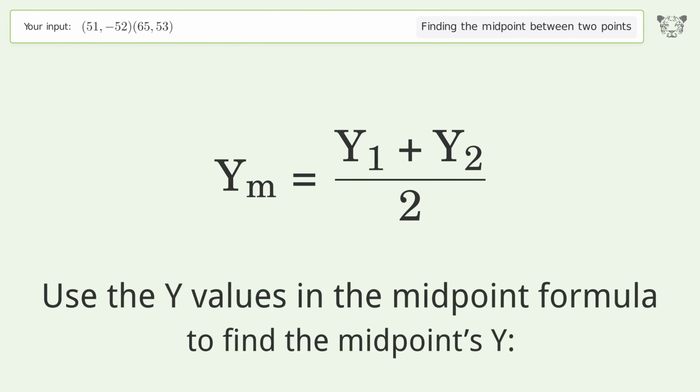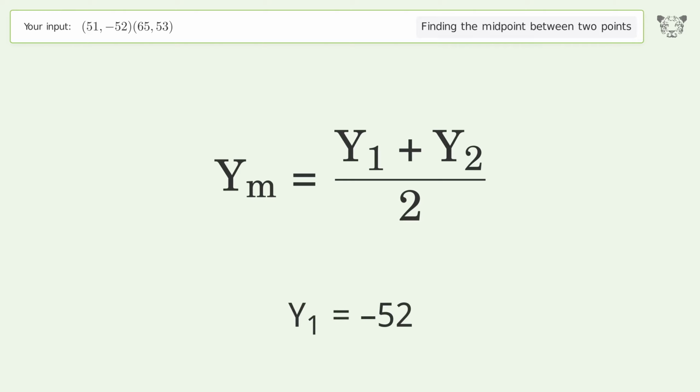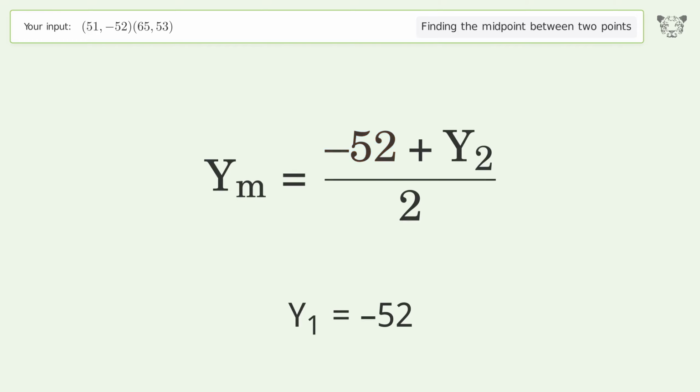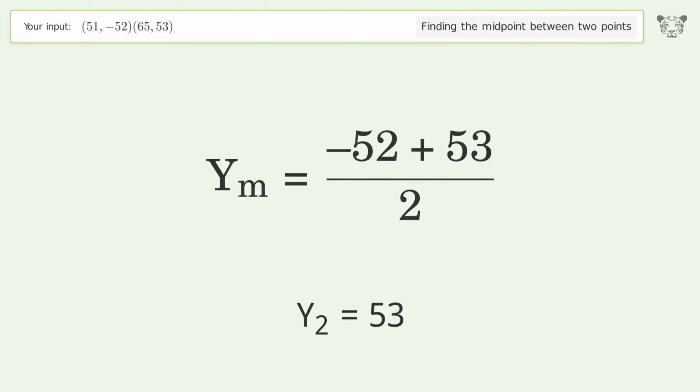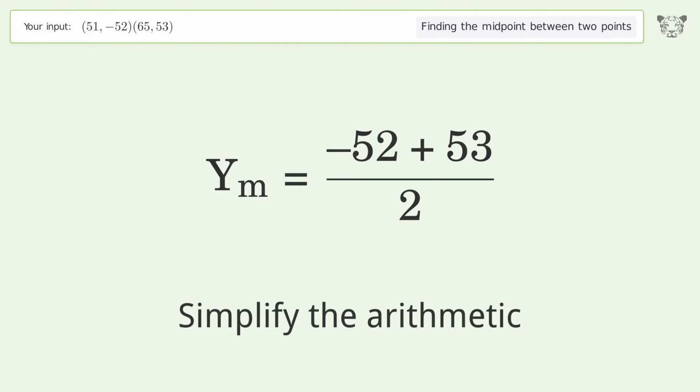Use the y values in the midpoint formula to find the midpoint's y. y1 equals -52. y2 equals 53. Simplify the arithmetic.